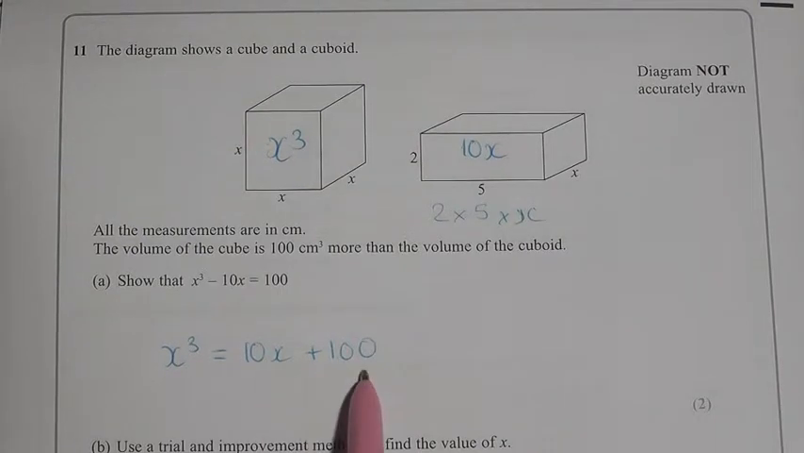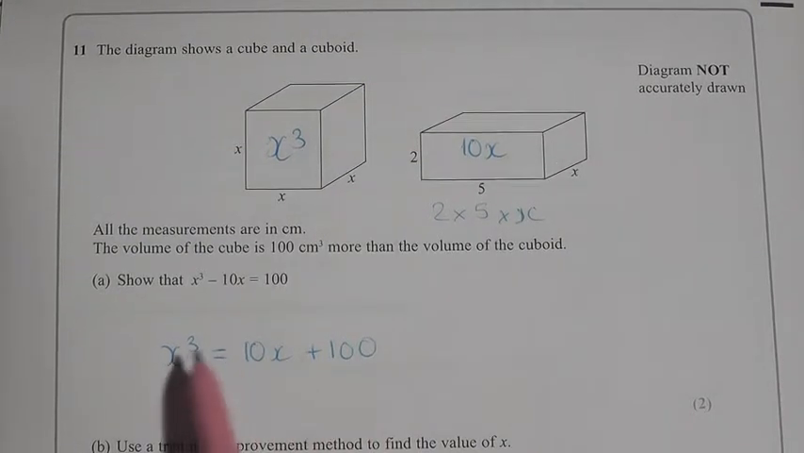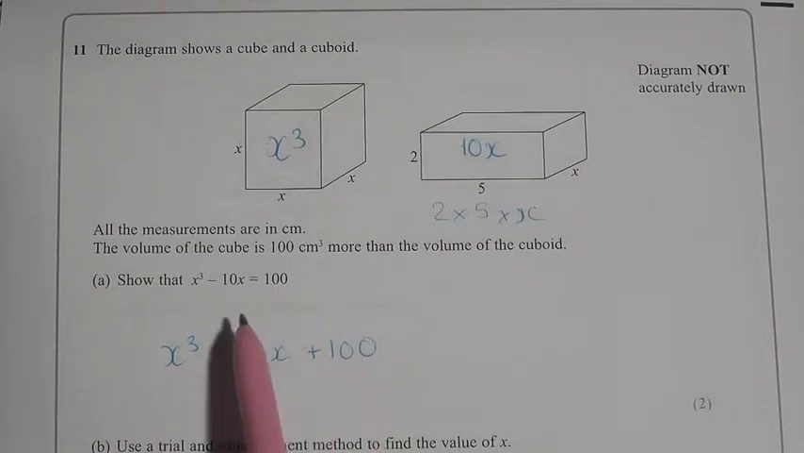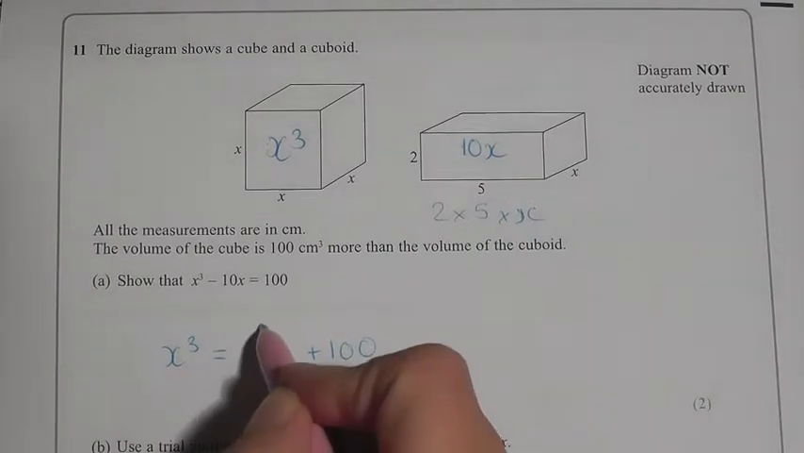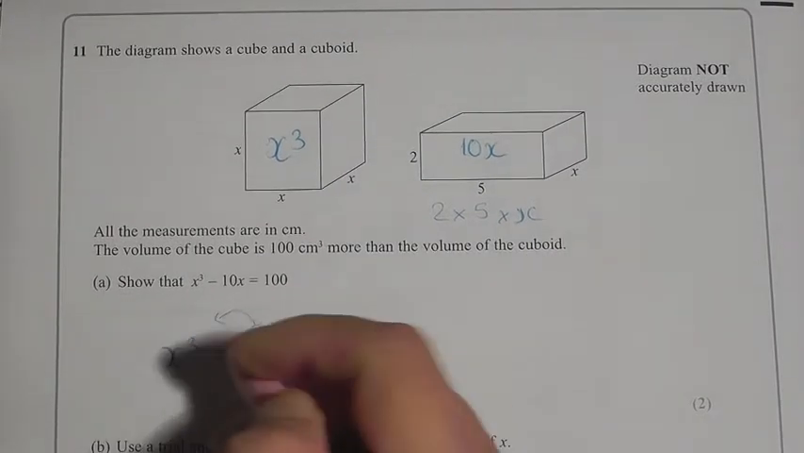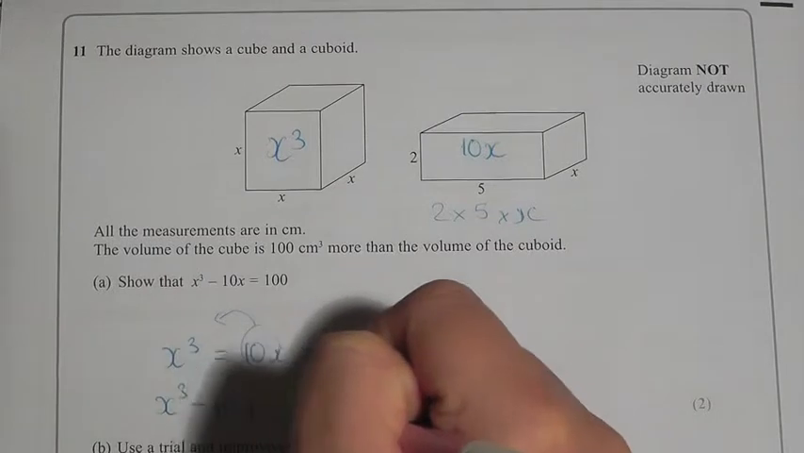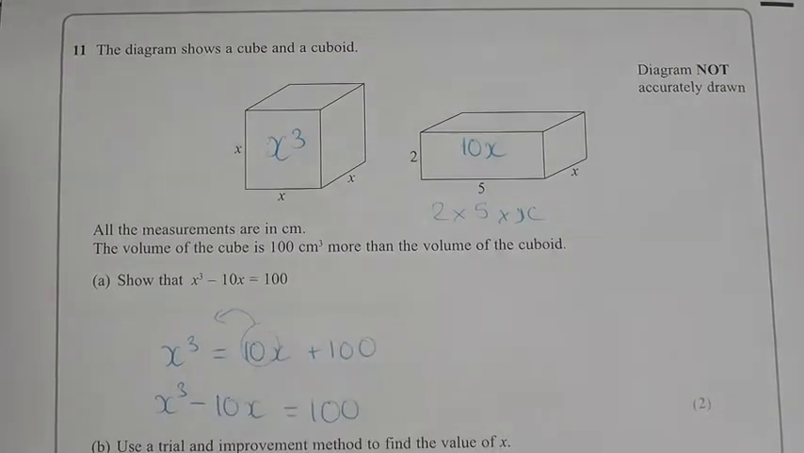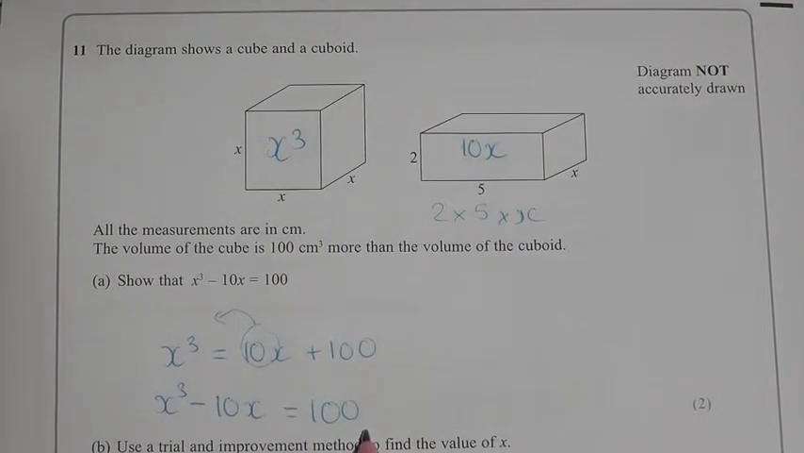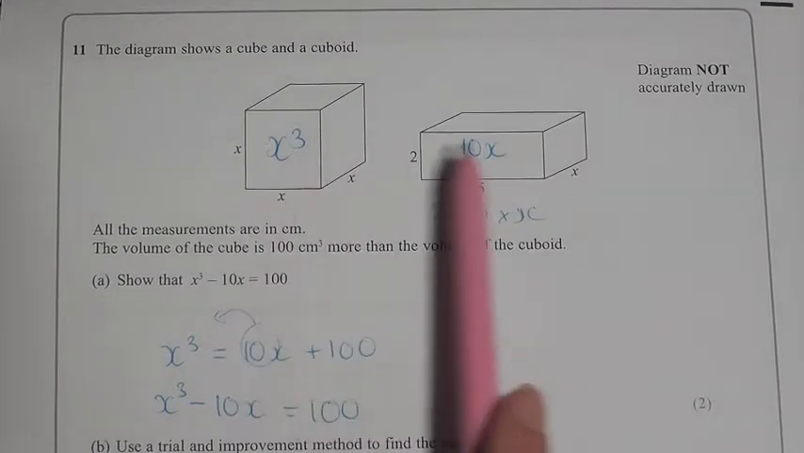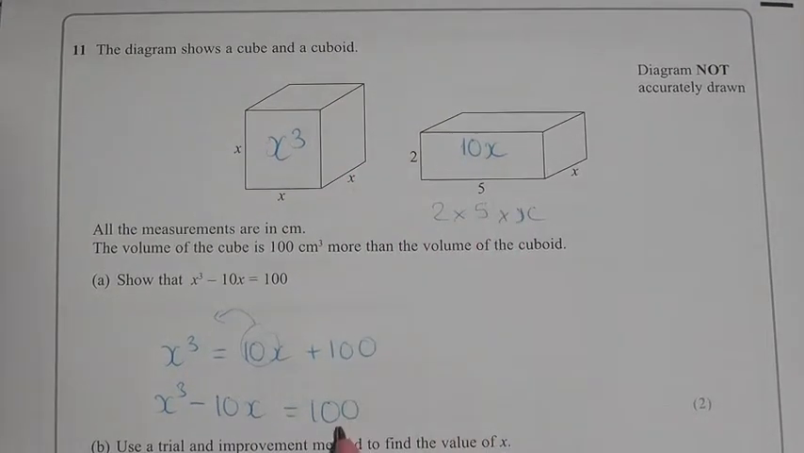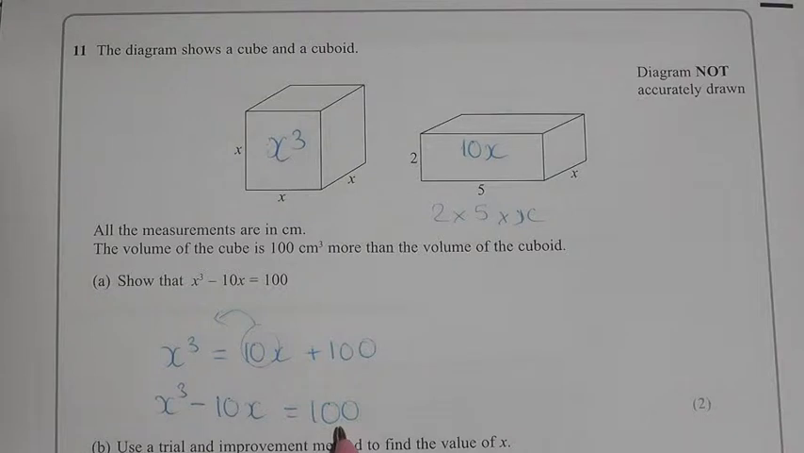So this is representing the 100 centimetres cubed that the x cubed is more than. In order to show this, it's just a matter of rearranging that equation, and if I take that over, it becomes a minus, so x cubed minus 10x equals 100, and we get the second mark. So 1 mark for either of those two volumes, and 1 mark for showing the completion to x cubed minus 10x equals 100.